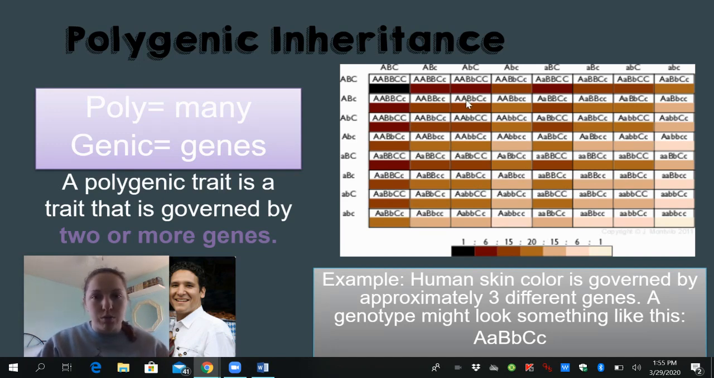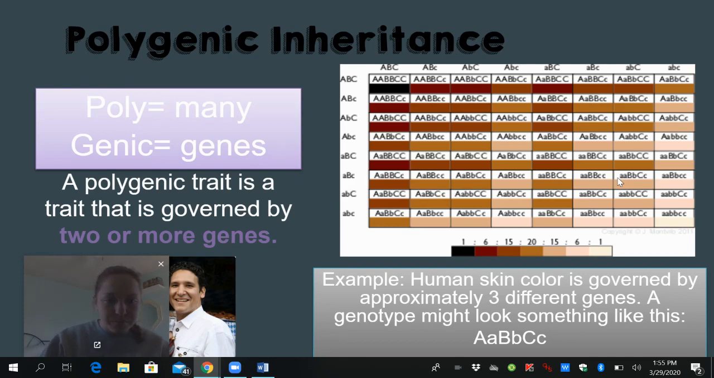We're not going to do these polygenic crosses because they're a little crazy. We'll get into what's called a dihybrid cross later, and there'll be a little bit of extra credit. But I just wanted you guys to see that most traits are actually polygenic inheritance.